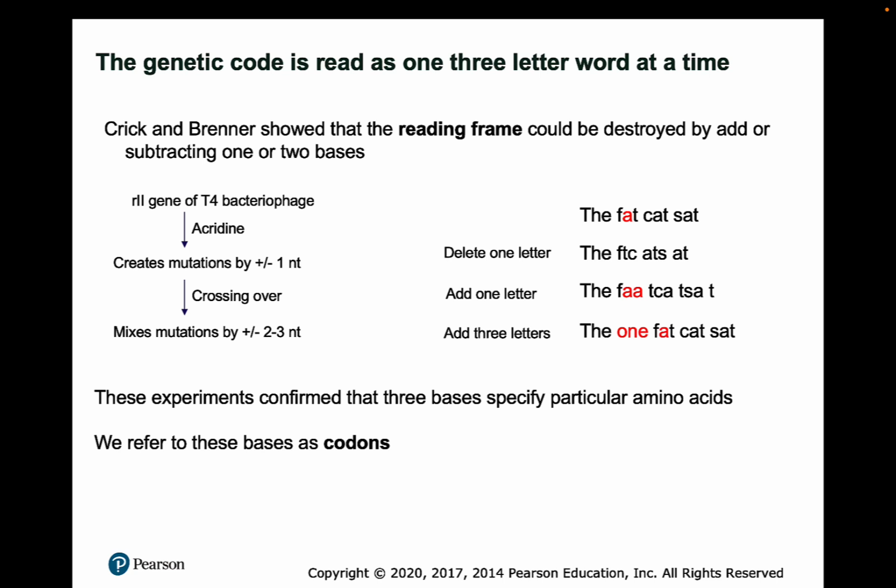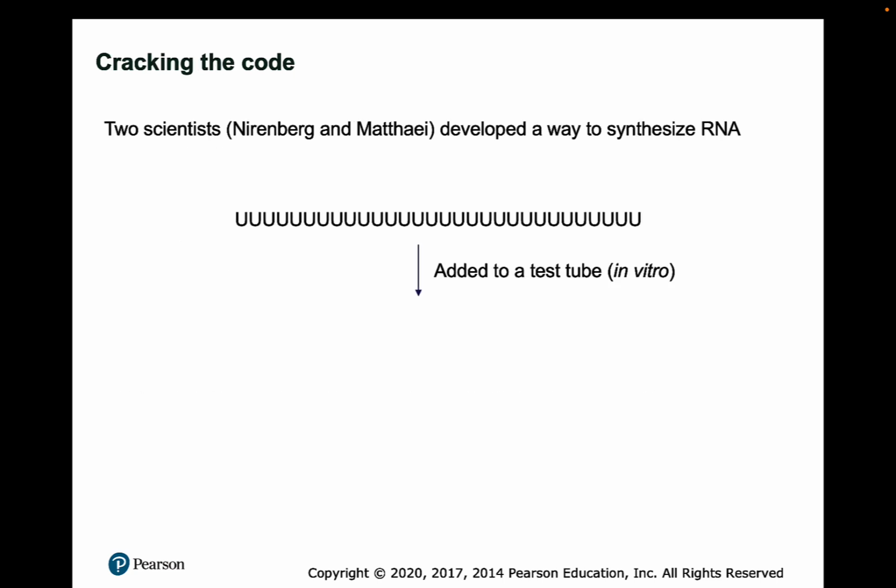And so we refer to these 3 bases as codons, okay? So a reading frame is how we read the codons, and they're read 3 at a time. And so that's what set scientists to figure out what exactly the code was. Two scientists, Nirenberg and Matthaei, developed a way to synthesize RNA. So this was a real breakthrough.